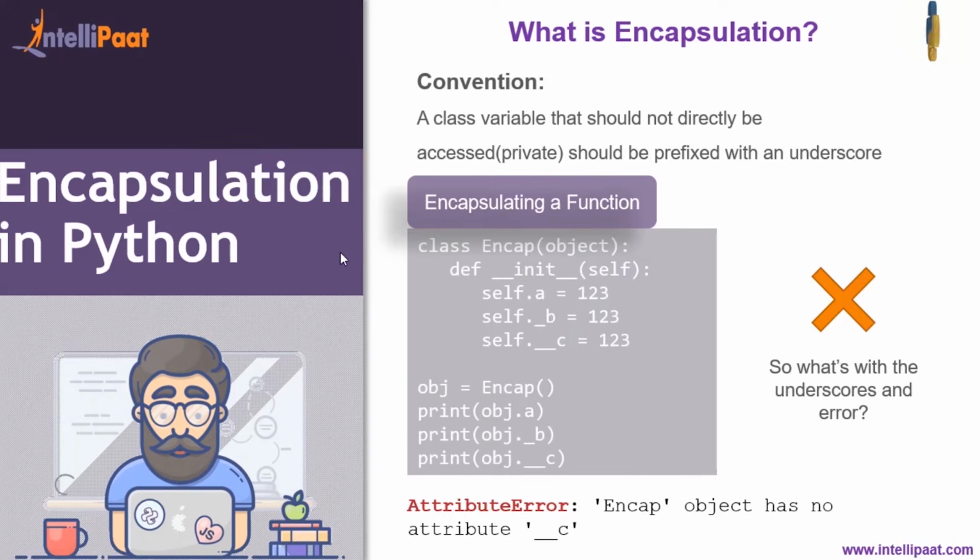Next, we have a convention over here. A class variable that should not be directly accessed, or that has to be kept private, should be prefixed with an underscore.